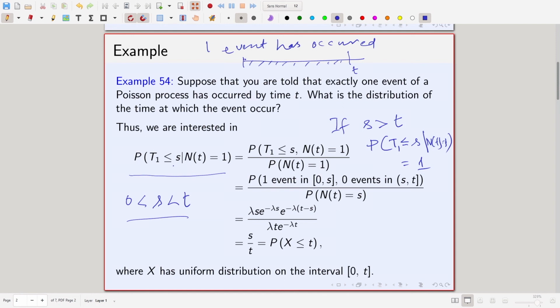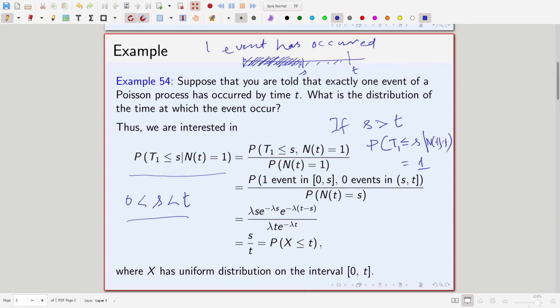So, the probability that T1 is less than or equal to s given N(t) equal to 1. Now, what does that mean? This is again a conditional probability, so we write down the formula of conditional probability. This is just the probability that T1 is less than or equal to s intersection N(t) equal to 1, divided by the probability N(t) equal to 1. Now, you are saying that the first arrival, so if this is s, the first arrival has happened within this time s, and you also know that up to time t there has been exactly one arrival.